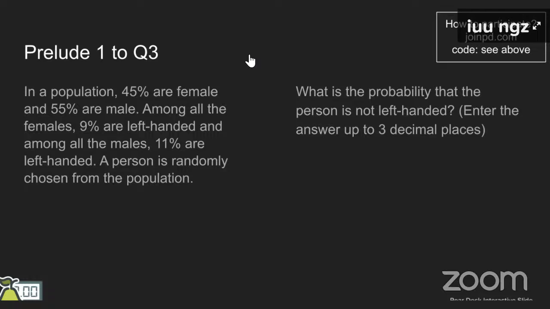Samadhan, my peer text is not working. It shows site can't be reached. So Samadhan, you go to joinpd.com and you use this code IWNGZ.